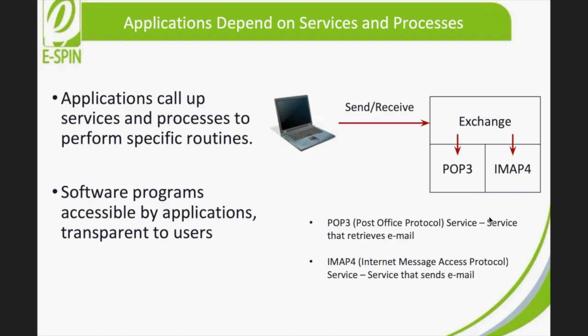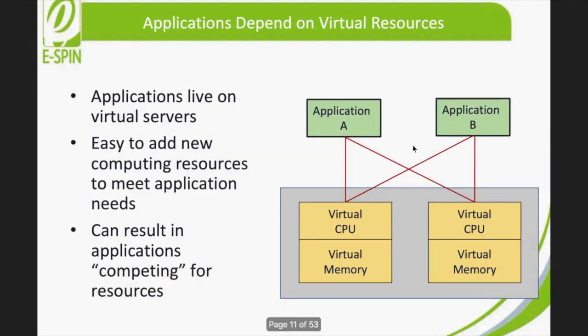Let's use email as the example. Send and receive go through Exchange. For POP3, and then for IMAP services, it's a different way of thinking. POP3 is a service that retrieves the email. IMAP is through the Internet Message Access Protocol service that sends email. So you can see that each application has its own services and processes.